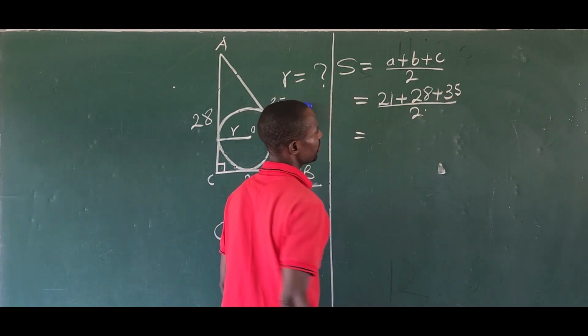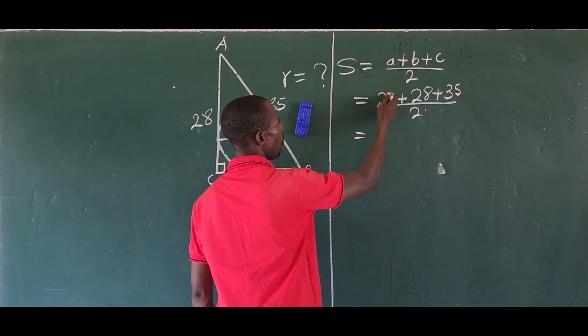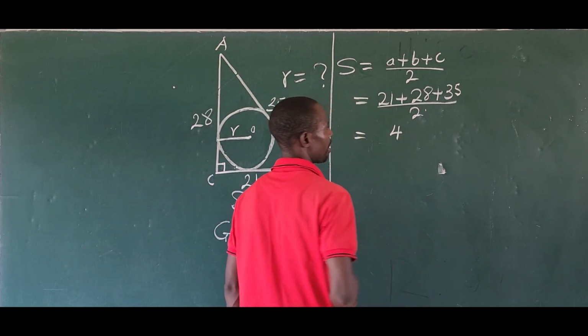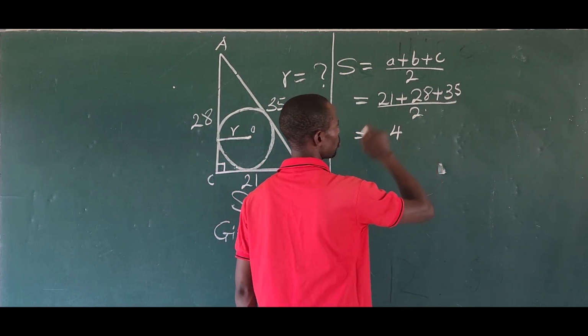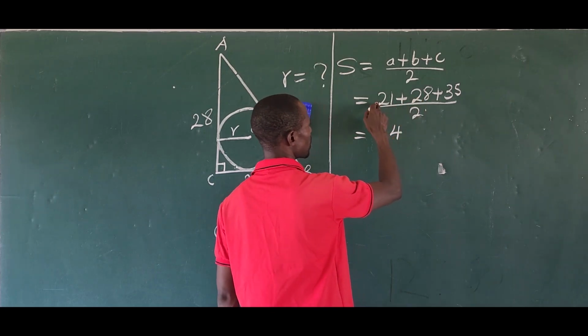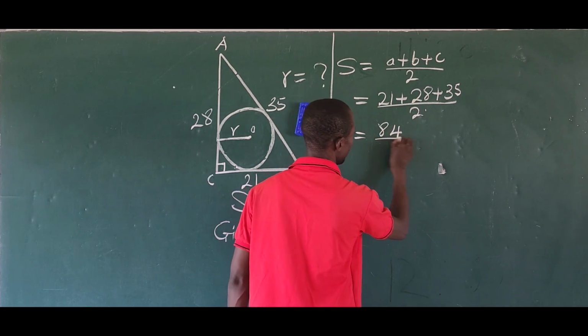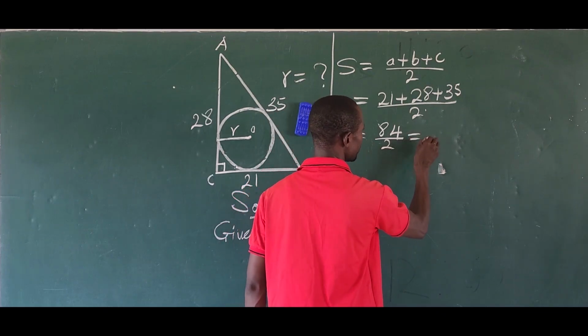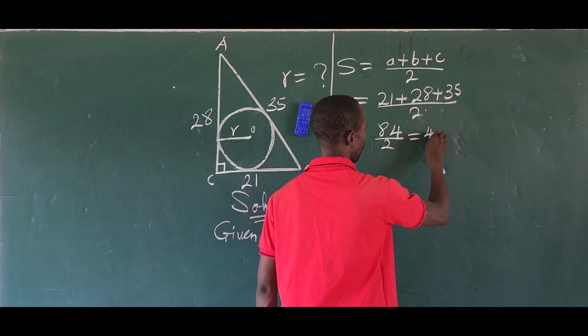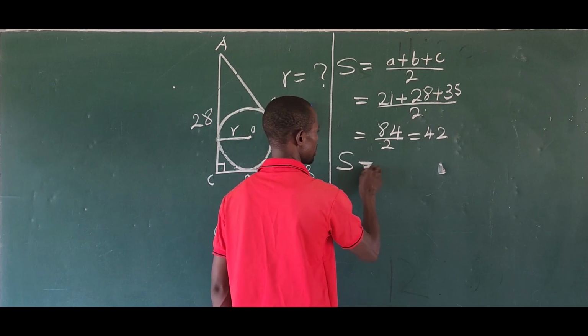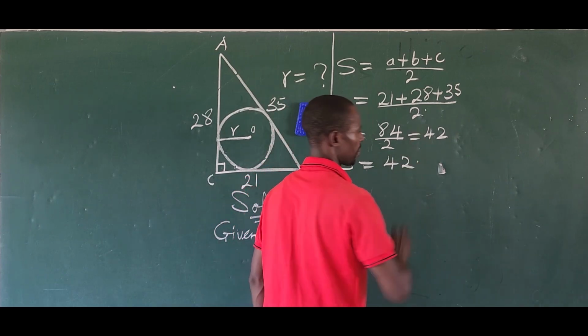Let's add up and see what this gives us. 5 plus 8 will give us 13. 13 plus 1 will give us 14. Carry 1. Then 3 plus 2 will give us 5. 5 plus 2 will give us 7, plus the 1 you carry will give us 8. Everything all over 2. If we divide down, this will give us 42. So our x is equal to 42.